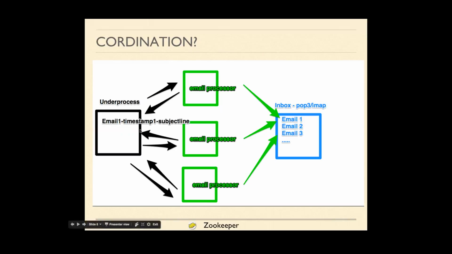So that logic remains uniform in all the email processors: before processing an email, check with this whiteboard, and only then go ahead and process those emails. Make sense?